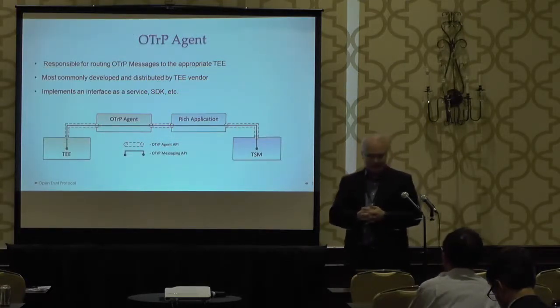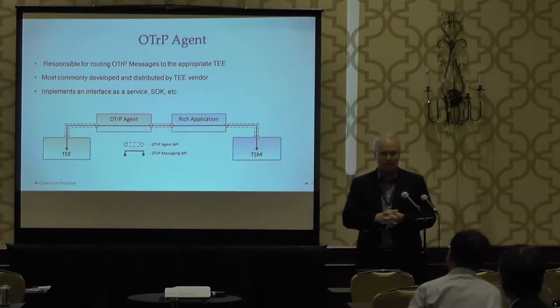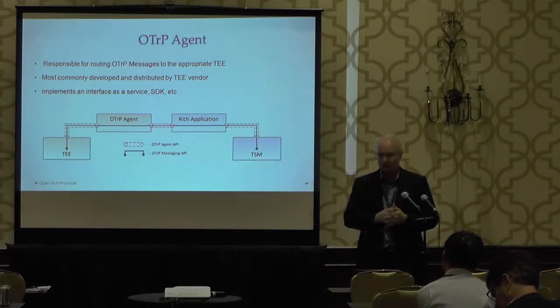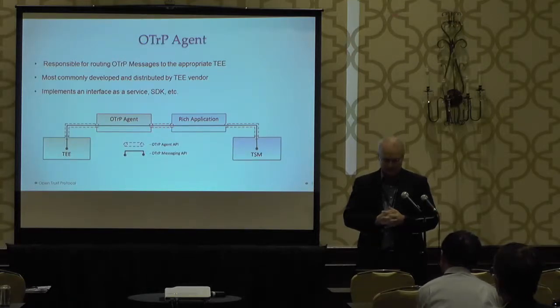The OTrP agent is responsible for routing the OTrP messages to the appropriate TEE. It's typically developed and distributed by the TEE vendor. Actually, no, that's a mistake. That should be developed and distributed by the TAM vendor, because it needs to be able to talk to the TAM. But it typically gets integrated between the TEE vendor and the SoC. It implements an interface as a service, an SDK, to the TEE.